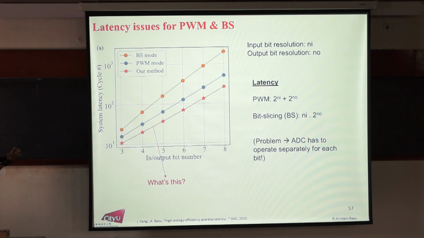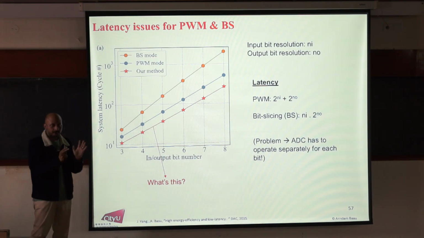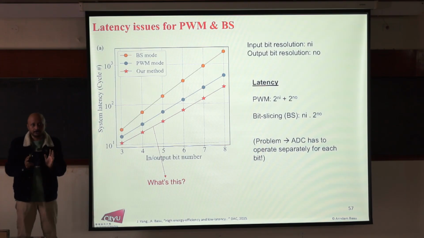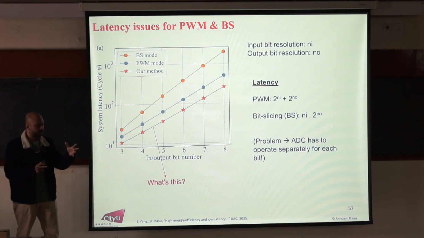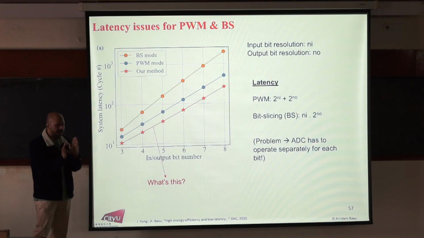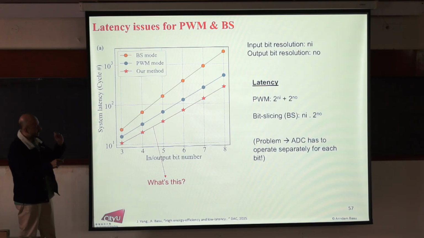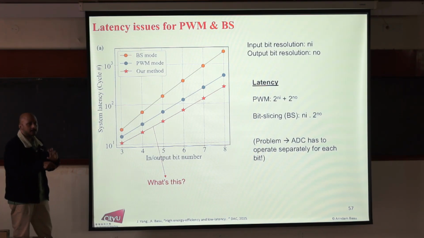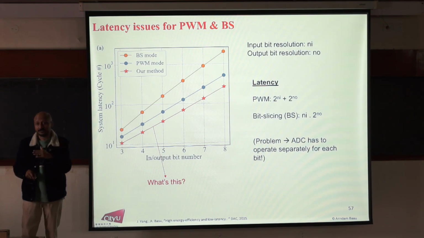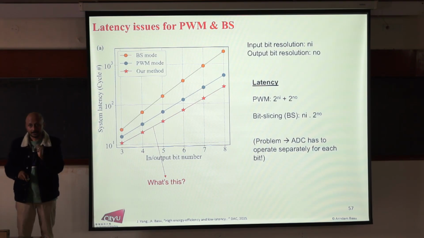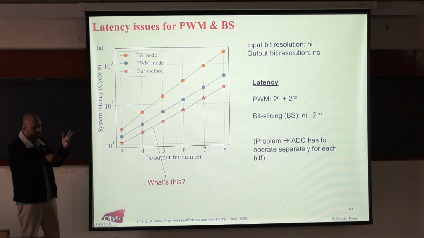So, pulse width modulator for the input DAC, I told you the latency is 2 to the power n clock cycles. Now look at it a little bit closer. There is a latency of input bit resolution, Ni is the number of input bits. There is also a latency of output bit resolution. My ramp ADC takes 2 to the power n clock cycles as well. So I'm calling that NO, the number of output bits.